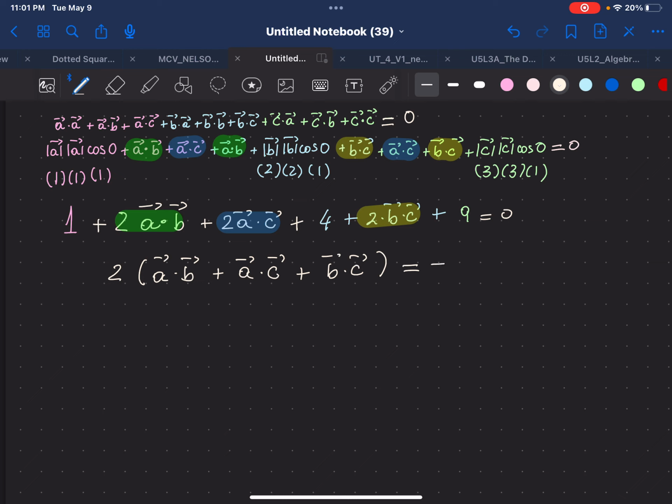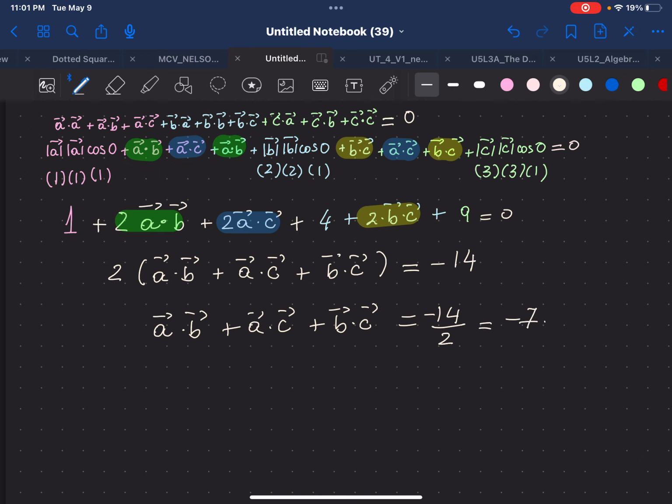Take them to the other side: negative 14. So, voila. We have to isolate the expression: a dot b plus a dot c plus b dot c would be equal to negative 14 over 2, or simply equal to negative 7.